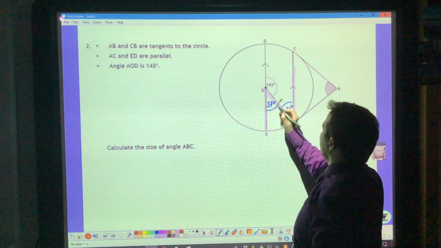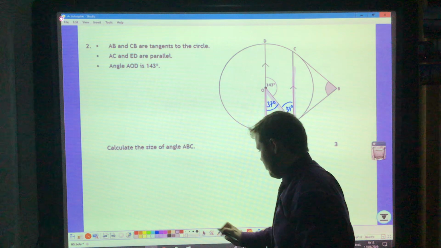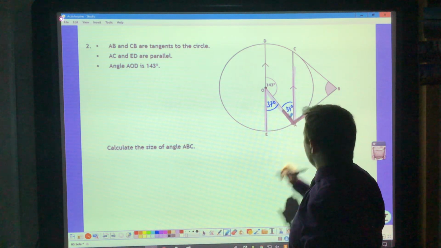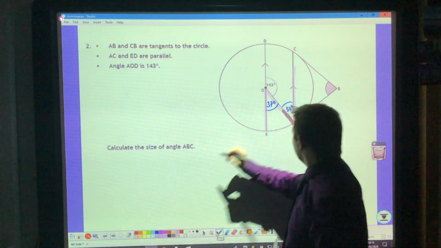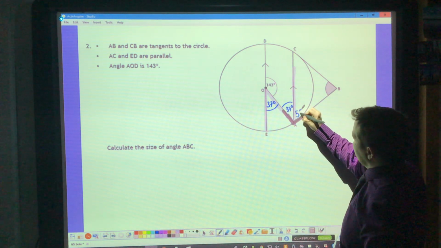What else are we told in the question? AB is a tangent to the circle. Okay, I'm going to change my highlighter colour in this kind of black grey colour. There's a right angle, so that there must be going up to 90, so that's going to be 53 degrees.